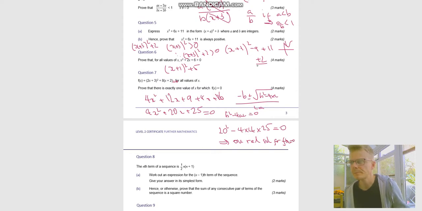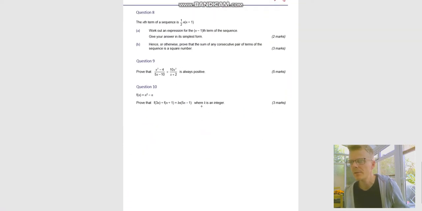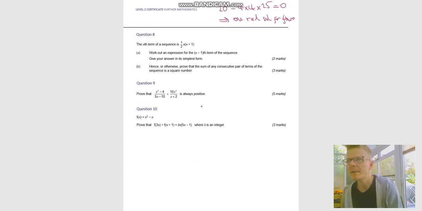Okay, question 8. Oh, this is a quick one, isn't it? Nice. The nth term of a sequence is a half times n times n plus 1. So this tells us that to generate any term in a sequence, that's our formula. Work out an expression for the n minus 1th term in the sequence.